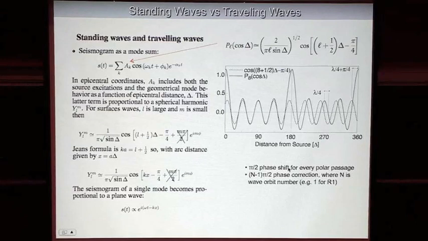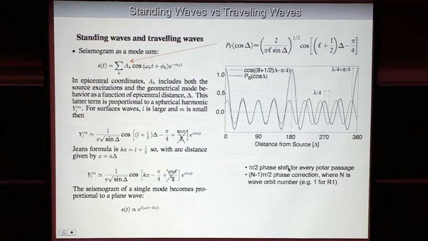Now, for relatively short distances, okay, I got to back up here. The free oscillations we describe with spherical harmonics, and traveling waves we describe with cosines and sines. It turns out if you stay away from the poles of the spherical harmonics, then the cosines describe really nicely the corresponding spherical harmonics.